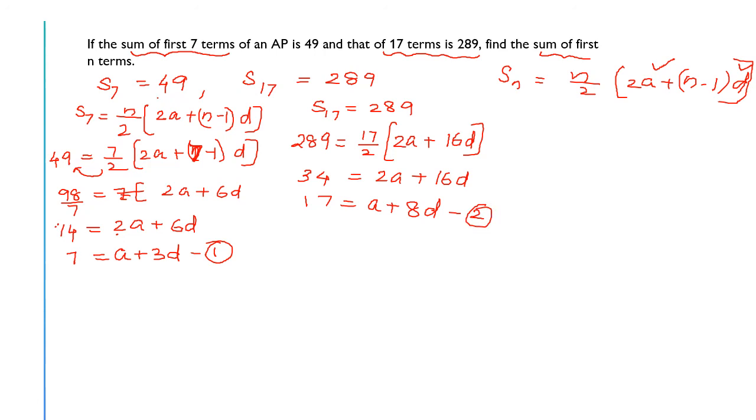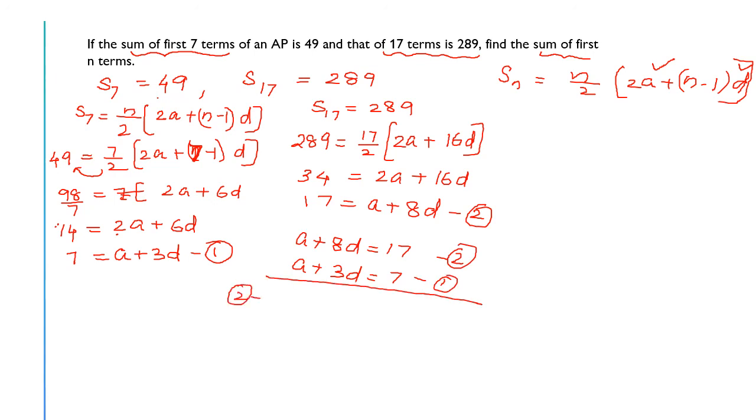So you got the first equation and you got the second equation. Now we'll write both the equations. I'll write a plus 8d is equal to 17 and the second one is a plus 3d is equal to 7. This is second and this is first. So 2 minus 1, a and a will go. 8 minus 3, 5d equal to 10. d is equal to 2.